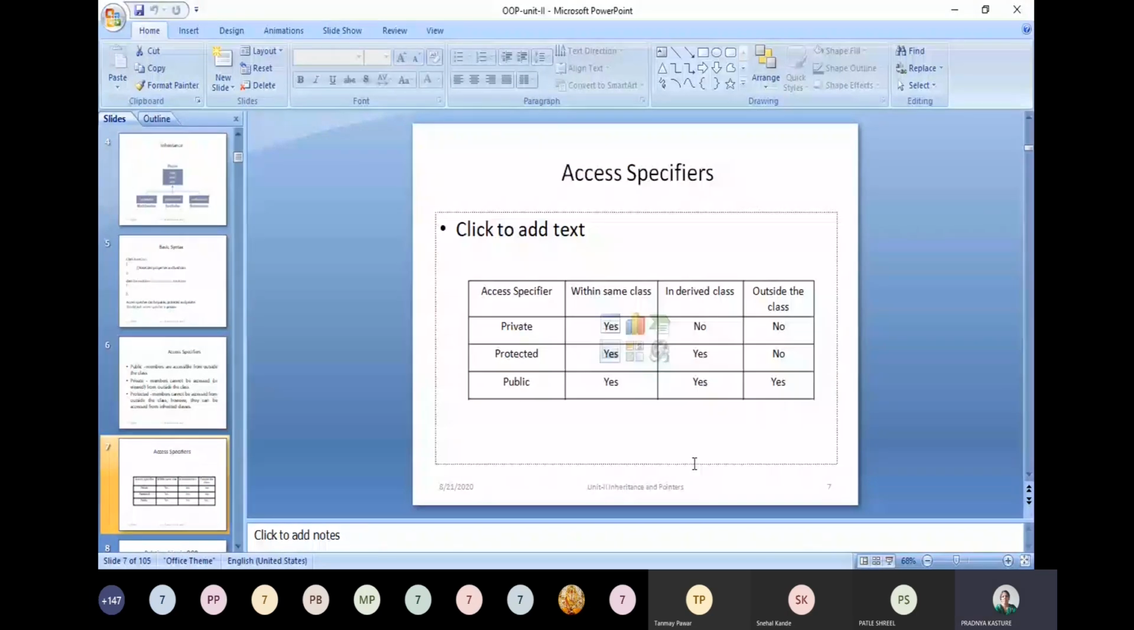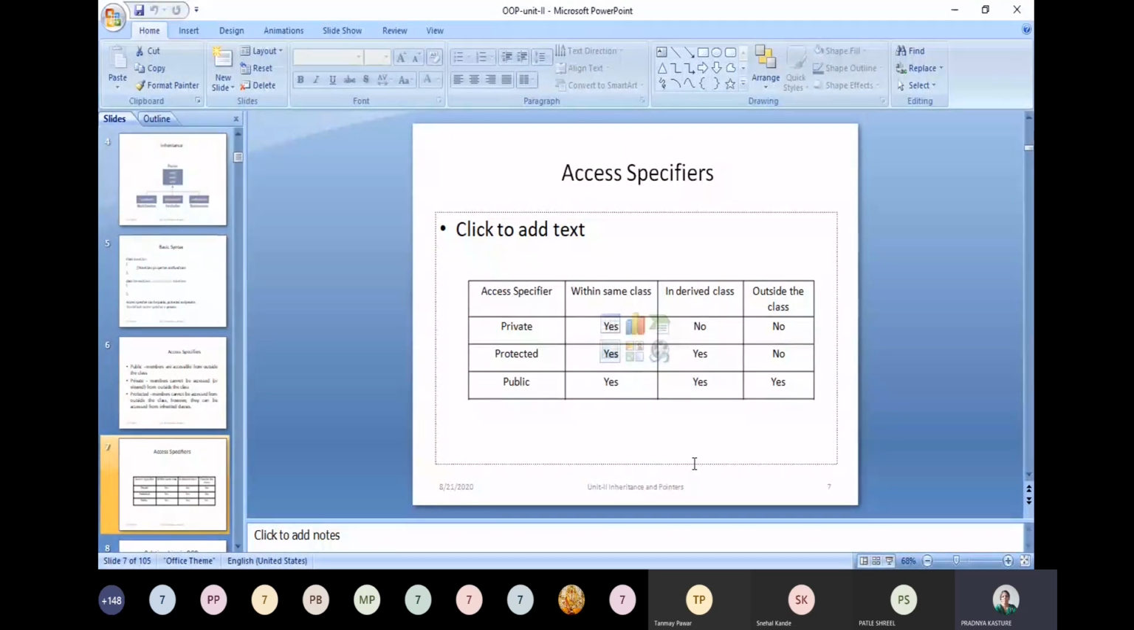In the table format also it is given. I have written columns like access specifier name, then within same class, then in derived class, and last is outside the class. So this can be an oral question again, right? What is inheritance? What are the different access specifiers? And how does each access specifier work for private, protected, and public?